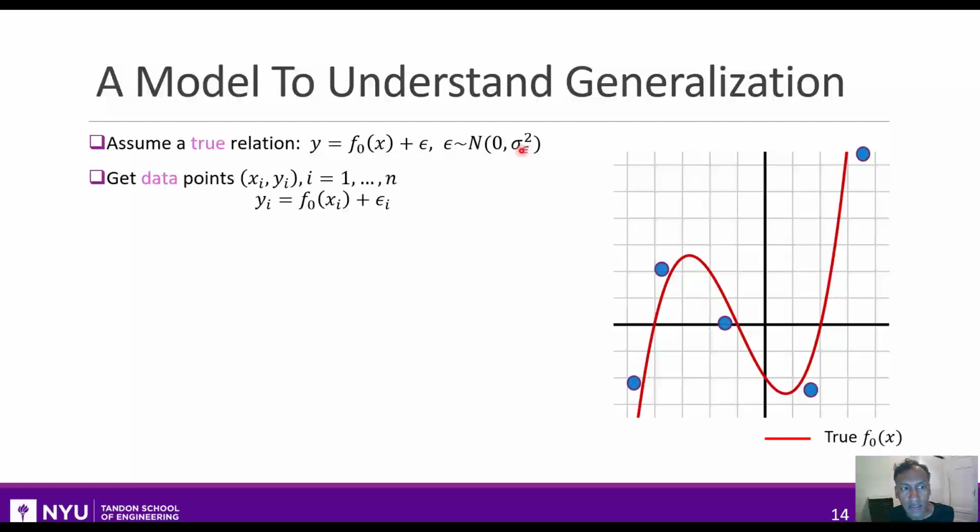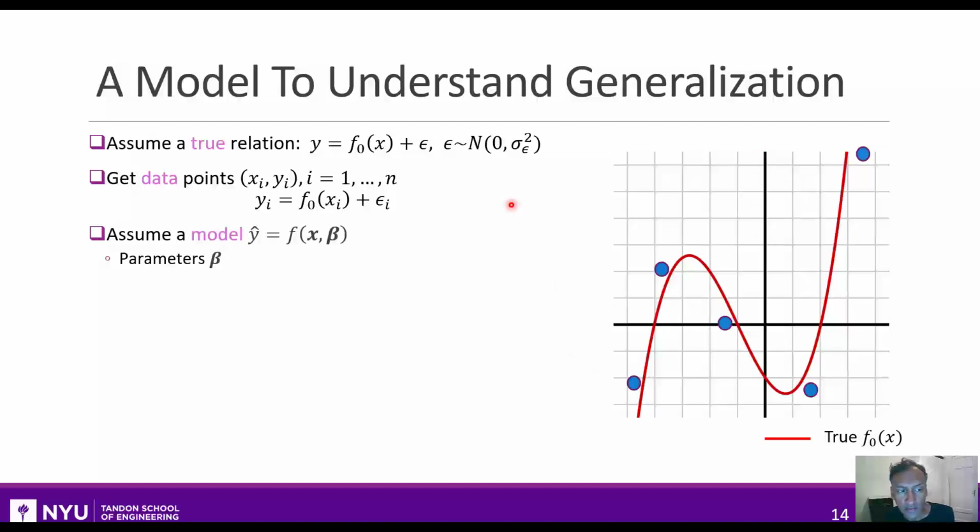Now I give you some data points because, of course, the person who's trying to learn this relationship doesn't have access to this. So these are these values in blue. Note that the values in blue are not exactly on this red curve because of this noise term here. And somehow I have to learn this relationship between x and y from these blue data points.